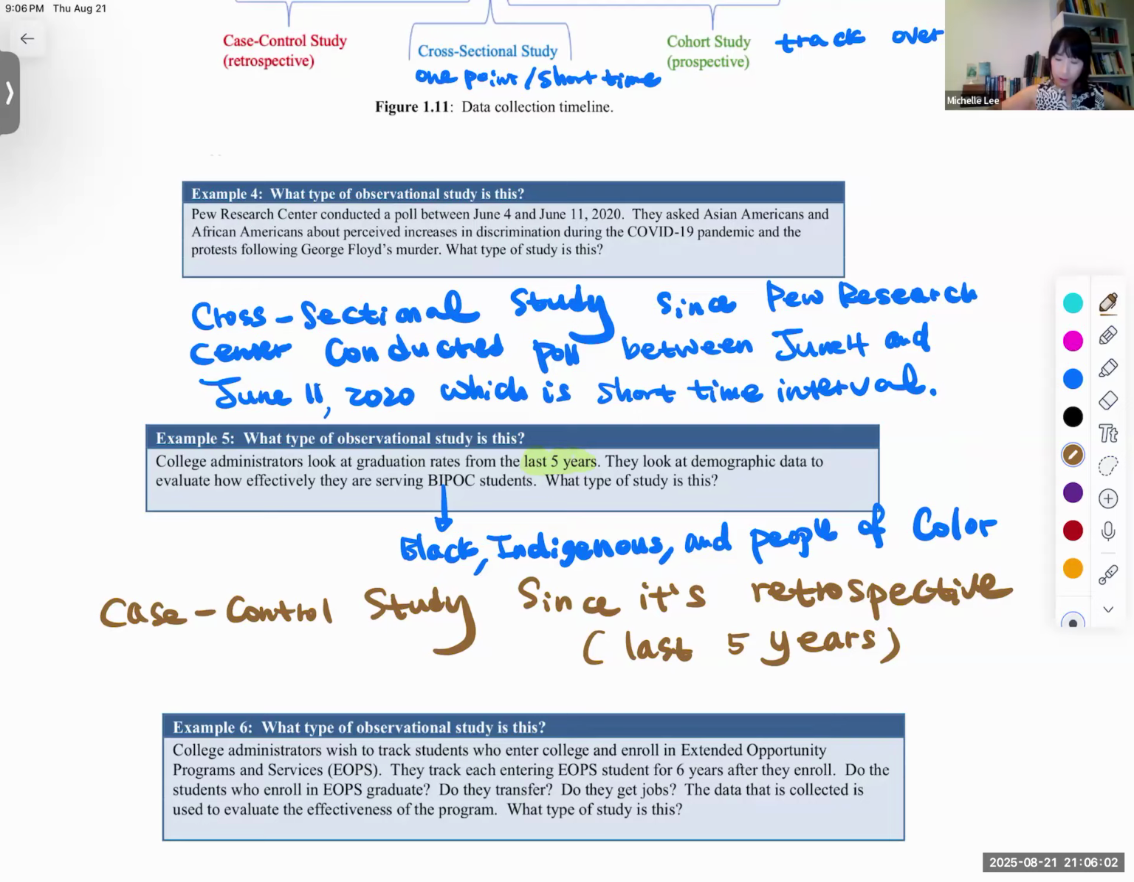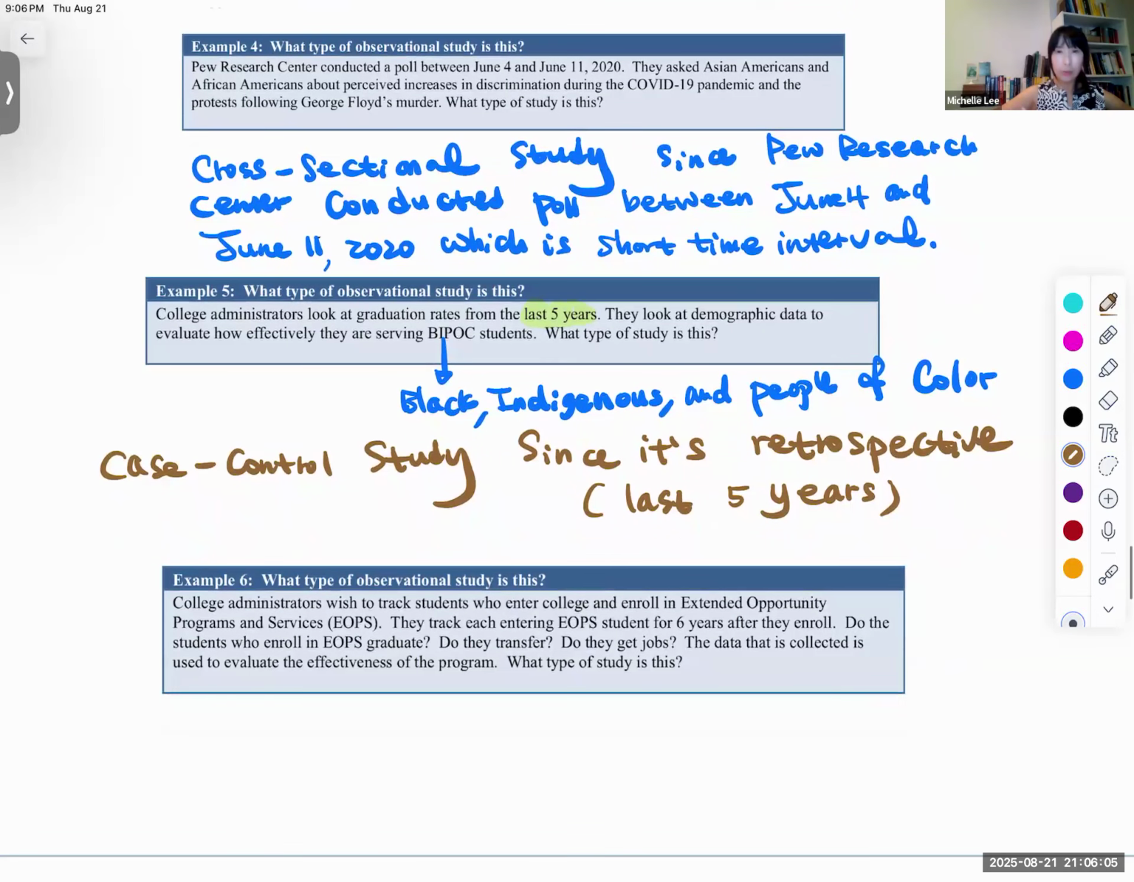How about this one? Would you like to try? Oh, this example, what I said earlier, right? So EOPS program, exactly same as what I said earlier. So this is a cohort study. They want to track students, right? They want to track 6 years after they enrolled. They graduate, they transfer. Oh my gosh, it's same. Get a job, right? Okay, that is cohort study.